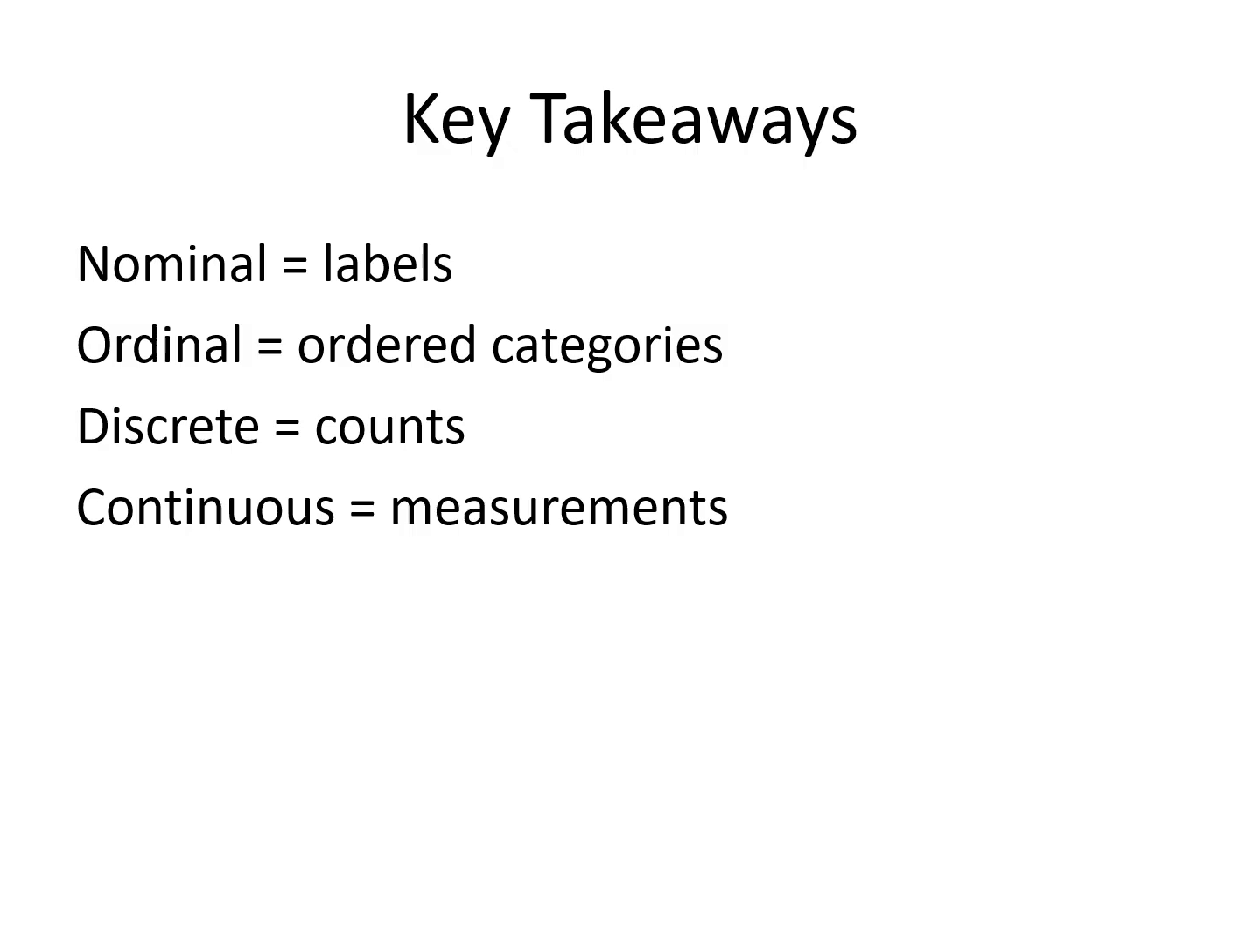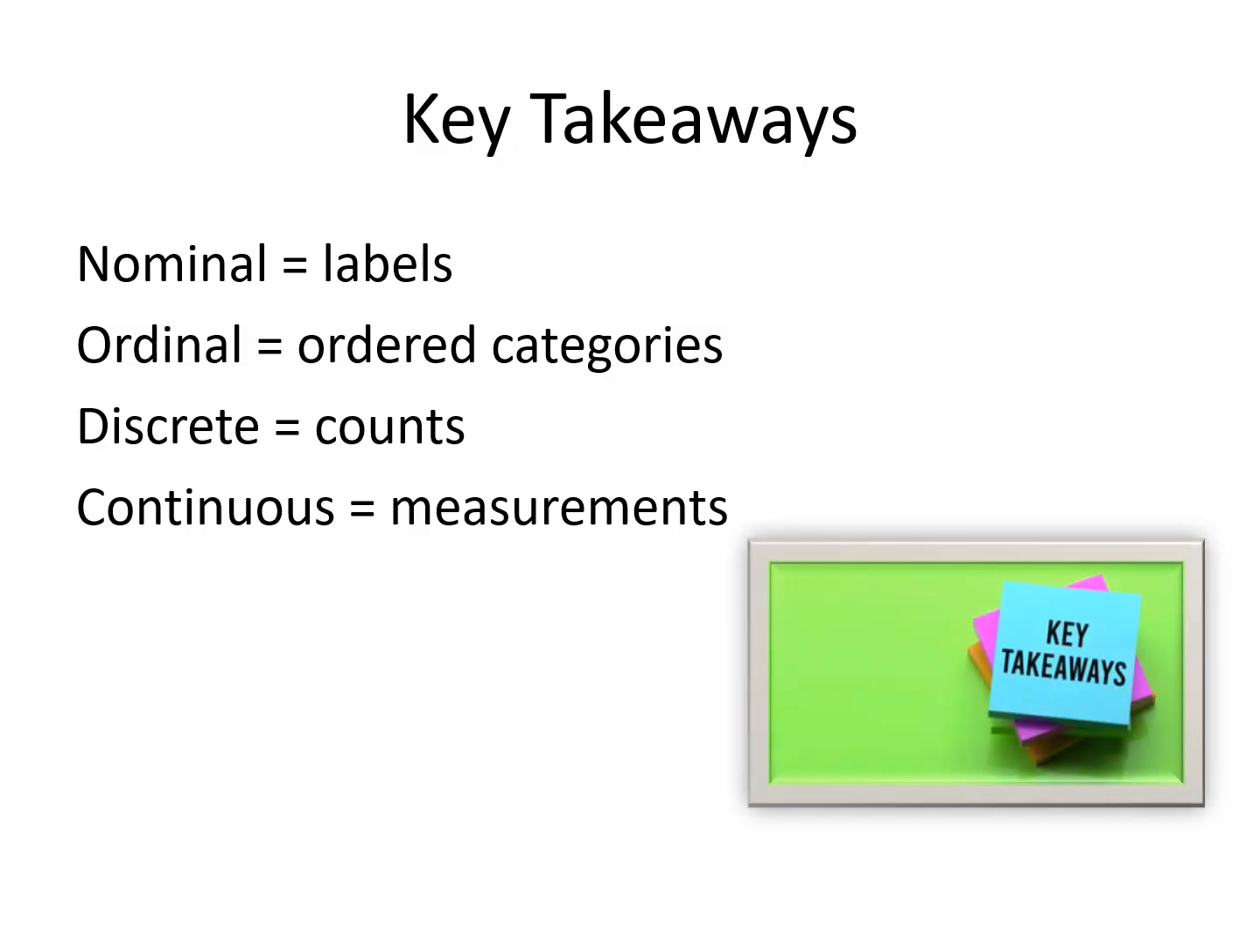Let's summarize what we have learned. Nominal variables are labels without order. Ordinal variables are categories with order. Discrete variables are counted numbers. Continuous variables are measured numbers. When classifying a variable, ask whether it is a category or a number. Then determine whether it is ordered, counted or measured. This simple process will help you to classify almost any variable correctly.